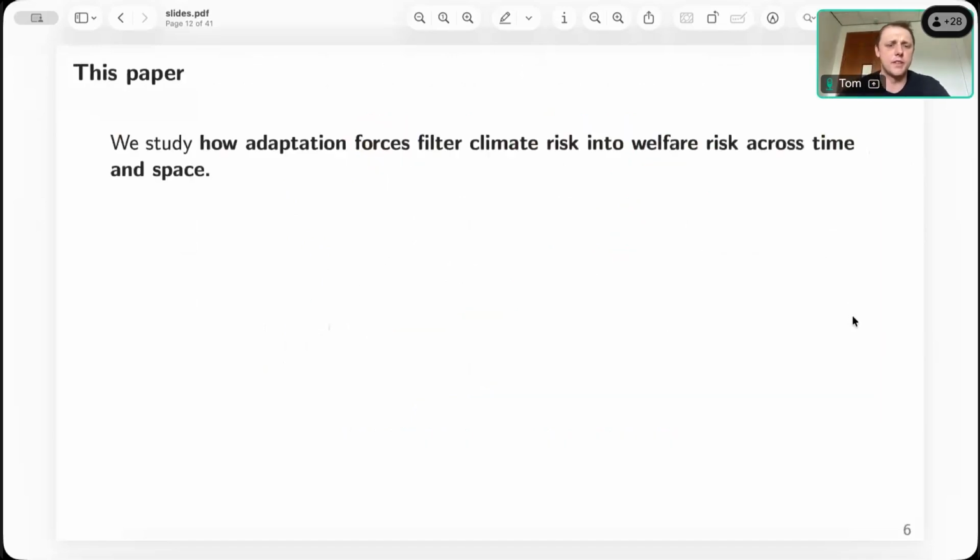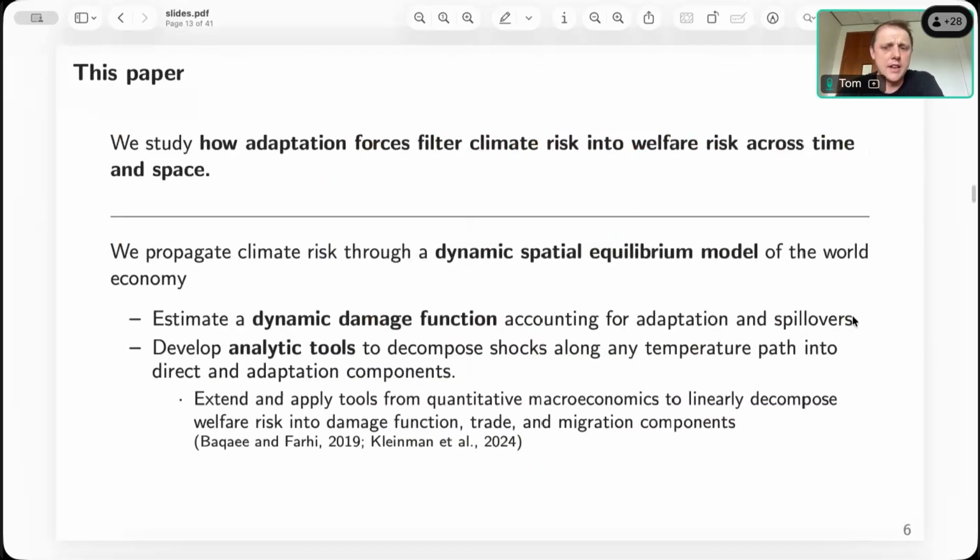So in this paper, what we do is we study how adaptation forces filter climate risk into welfare risk across time and across space. And in order to do that, we develop a dynamic spatial general equilibrium model of the world economy. We estimate a dynamic damage function that links changes in temperatures to changes in welfare, and we account for adaptation and for spillovers. And then we develop some analytic tools that allow us to decompose how shocks in temperatures translate into welfare uncertainty according to both migration and trade and direct damages.